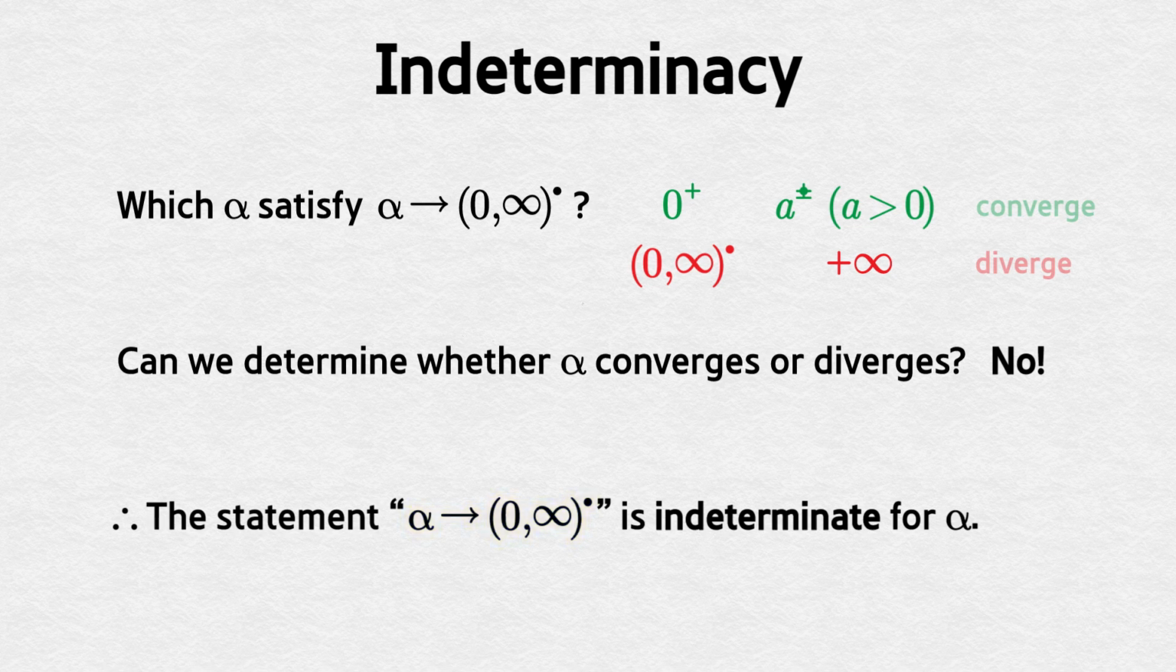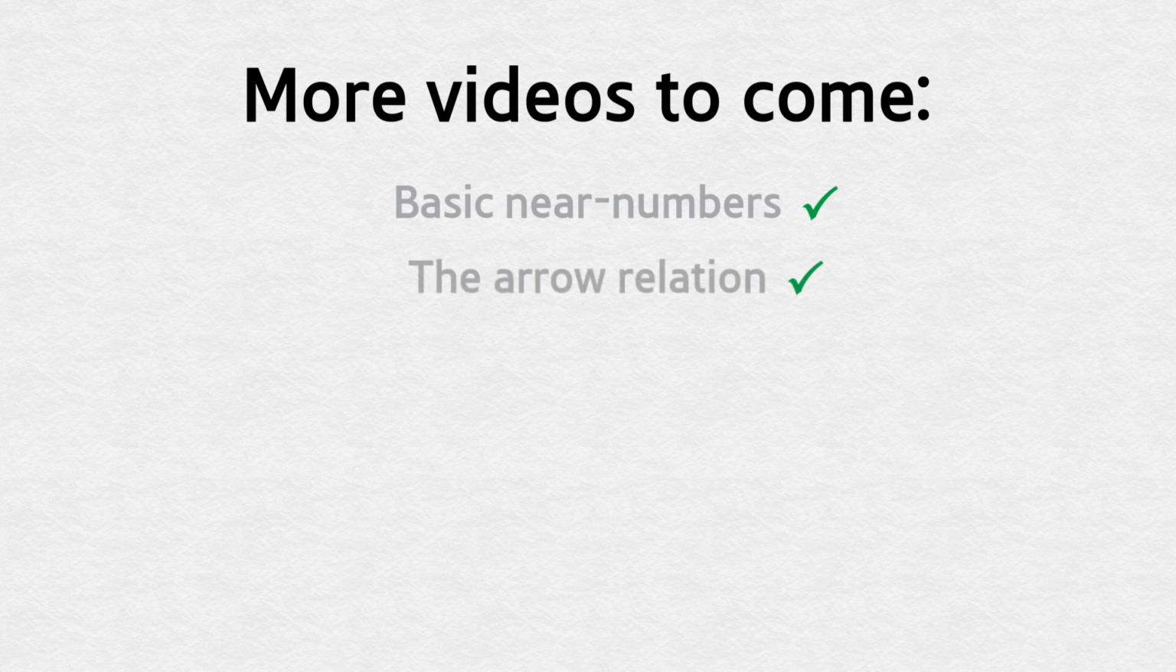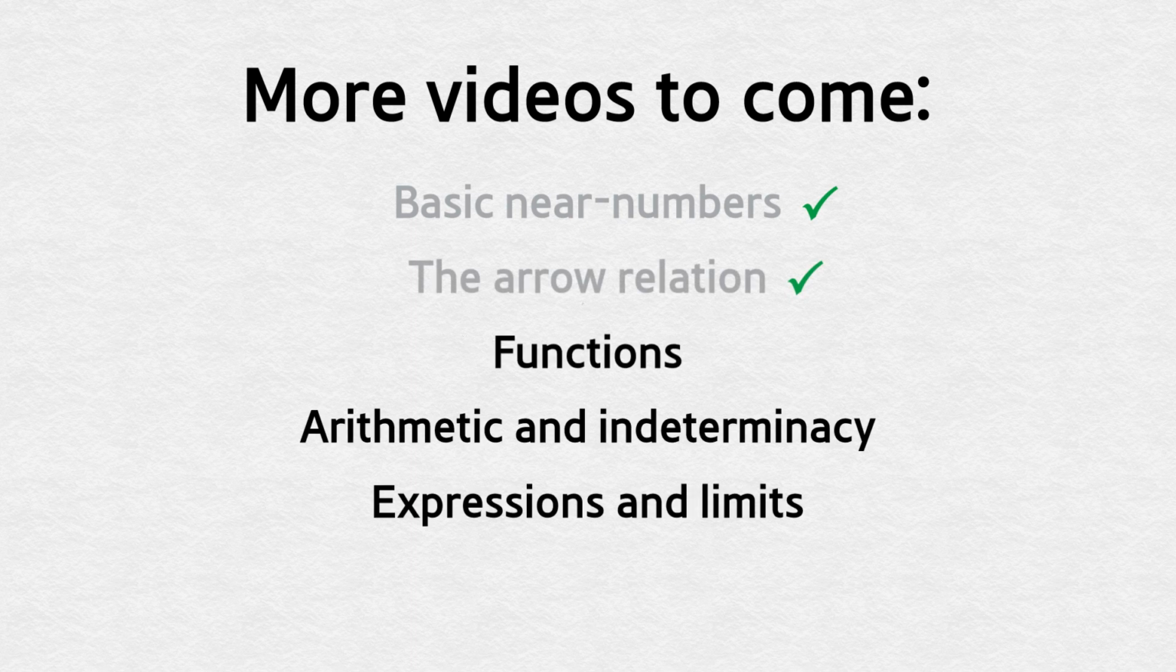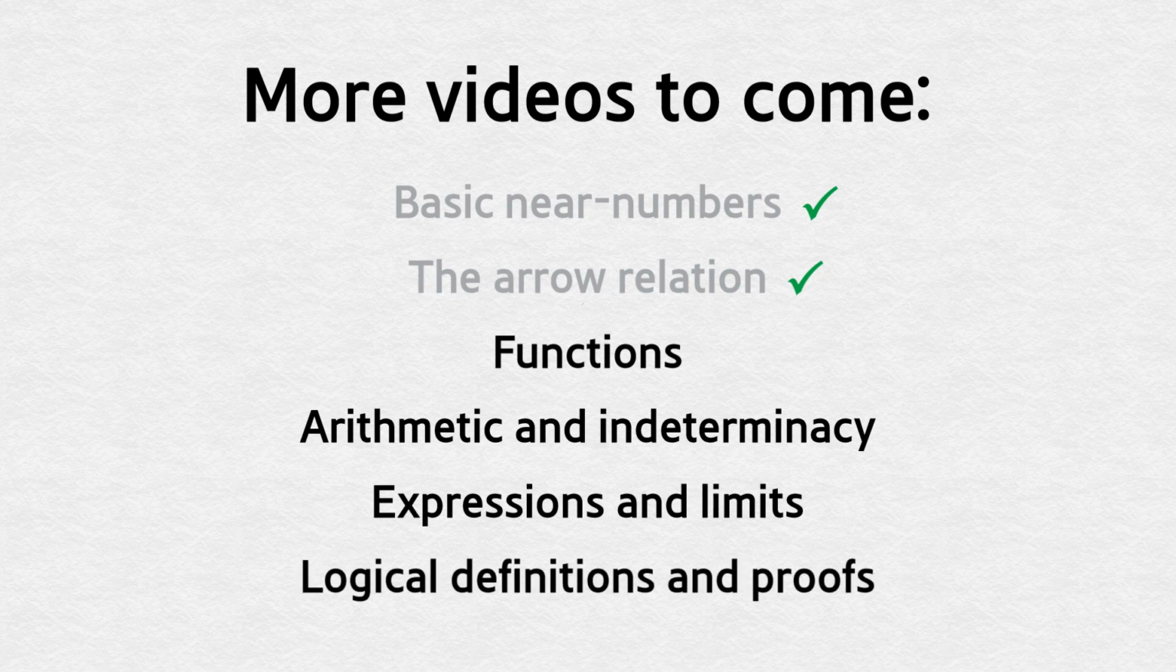This happens when the leader sets targets that are in some sense too wide open, allowing lots of different behaviors to fit inside. Now that we have our basic near numbers and the arrow relation, we'll next move on to discuss how functions and arithmetic work for near numbers, then we'll finish with formal proofs of near number statements.